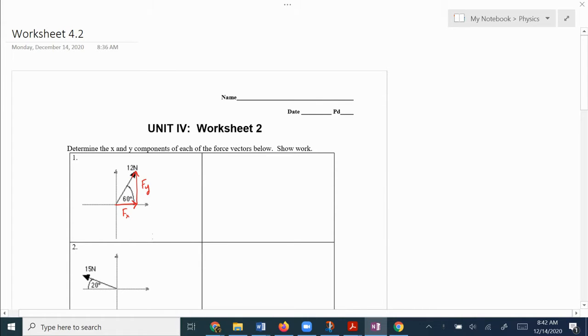And then you're going to use sine and cosine to break it into pieces. Since Fx is the adjacent to the 60-degree angle, Fx is equal to the hypotenuse, which is 12, times the cosine of 60 degrees, which is going to give you 6 newtons. And in the y direction, that's the opposite, and so that's going to be sine. So you're going to have the hypotenuse, which is 12 newtons, times sine of 60 degrees, which is going to give you 10.4 newtons.